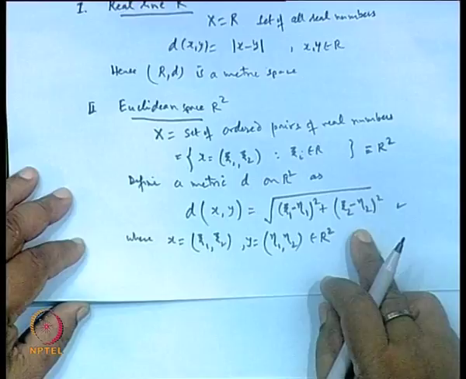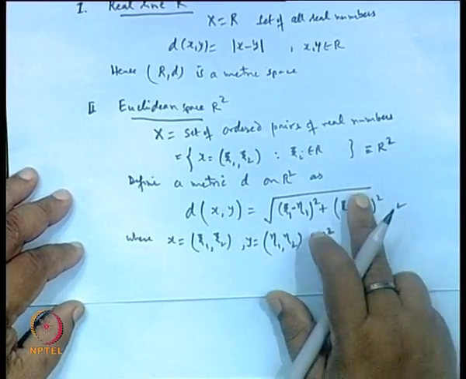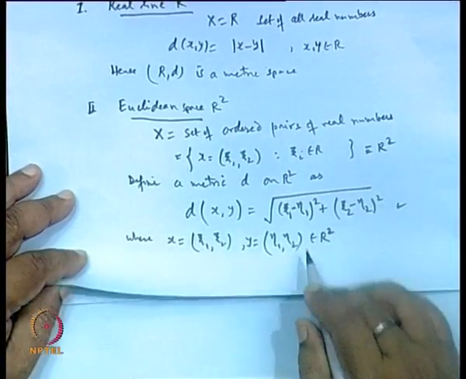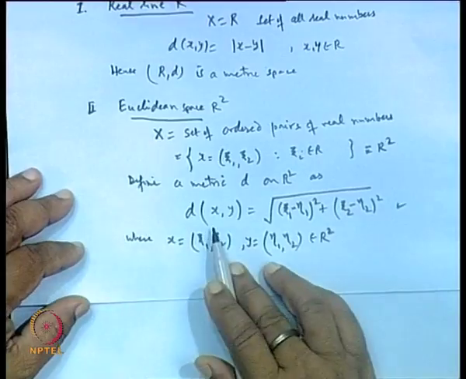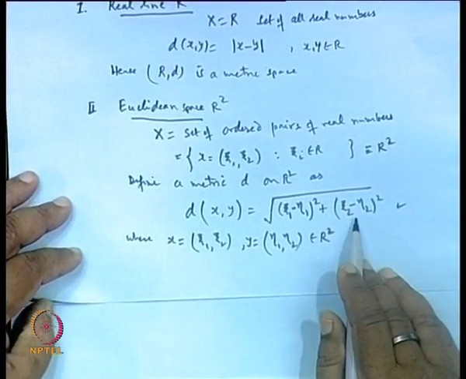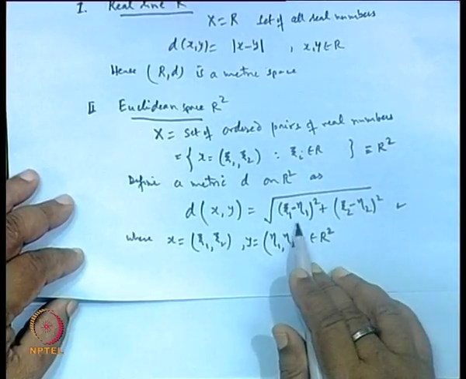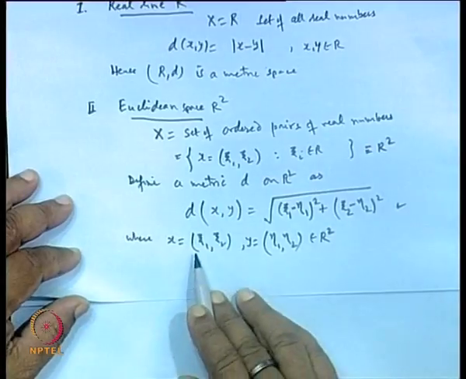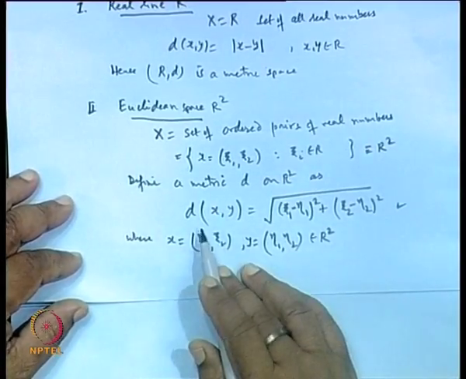Because D, which is defined in this fashion, will be a non-negative quantity because of the square and square root. Then it is real, finite and non-negative. If d(x,y) is 0, then the sum of the two non-negative quantities is 0 only when individually the terms are 0. So, xi1 is eta 1, xi2 is eta 2, and we get x equal to y, and vice versa. If x equal to y, d(x,y) will be 0.